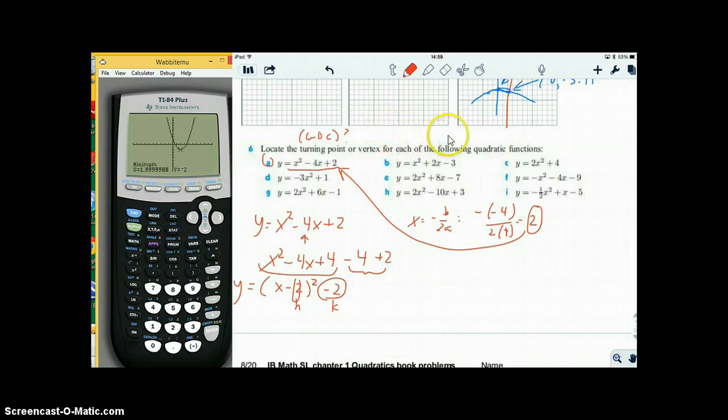So now we have the turning point or vertex for the function a.